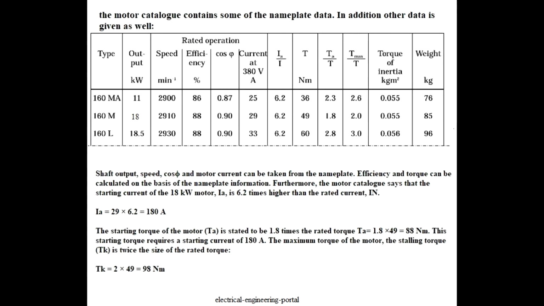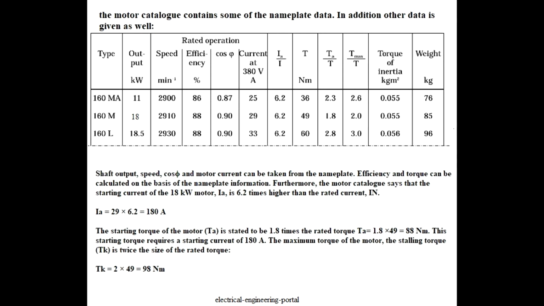Some motor catalogs contain some of the nameplate data. In addition, other data is given as well. Type: output in kilowatt, rated operation, speed, efficiency, cos theta, current at 380 volt, IA by I, torque, TA by T, T max by T, moment of inertia, weight. Shaft output, speed, cos theta and motor current can be taken from the nameplate. Efficiency and torque can be calculated on the basis of the nameplate information.